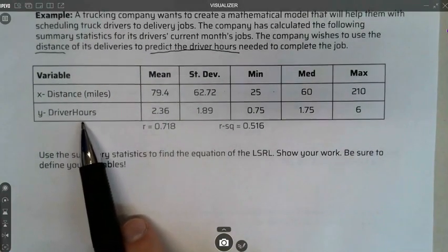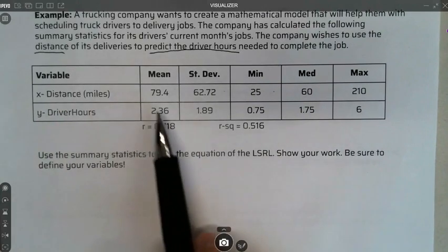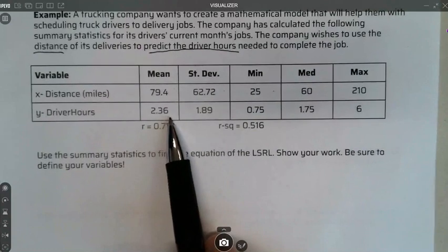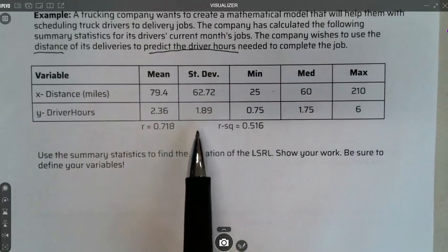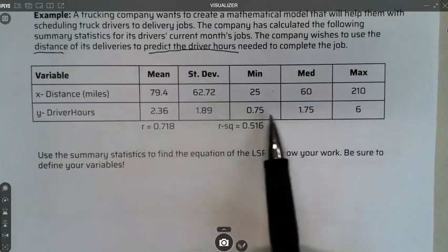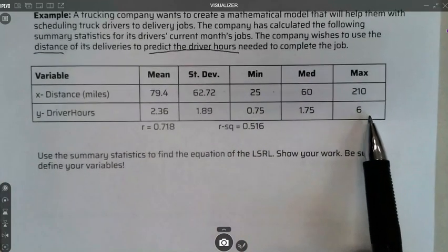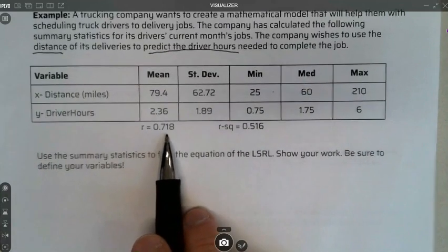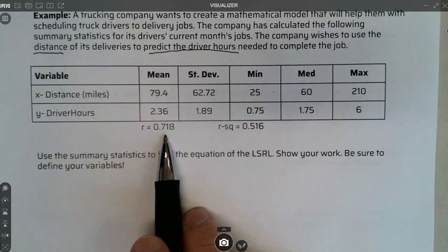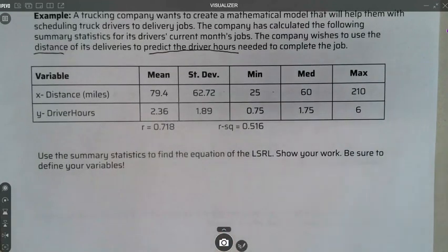And y, the response, is representing the driver hours that were needed to complete that job. So on average, the deliveries were made in 2.36 hours. Deliveries varied by about 1.9 hours. The fastest delivery was 0.75 hours, so 45 minutes, and the longest delivery took 6 hours. And we have this correlation here showing a fairly strong positive correlation between distance and driver hours, and the R squared value is given here as well.